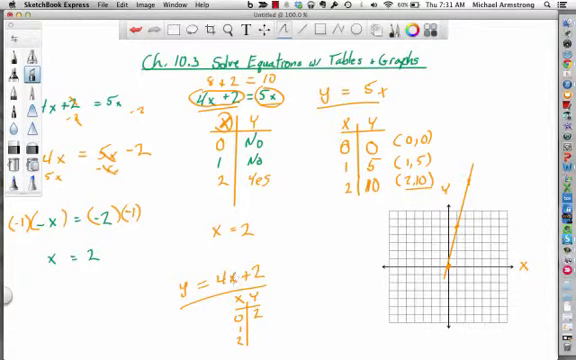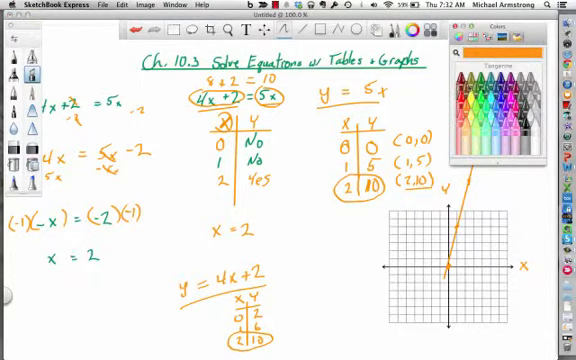If we put in a 1 for x, 1 times 4 is 4, plus 2 is 6. So we get that point. If we put in a 2 for x, 4 times 2 is 8, plus 2 is 10. And I think you might notice that we get the same answer with 2 for both equations, which we should. It should work that way. Let me go ahead and switch to green now.